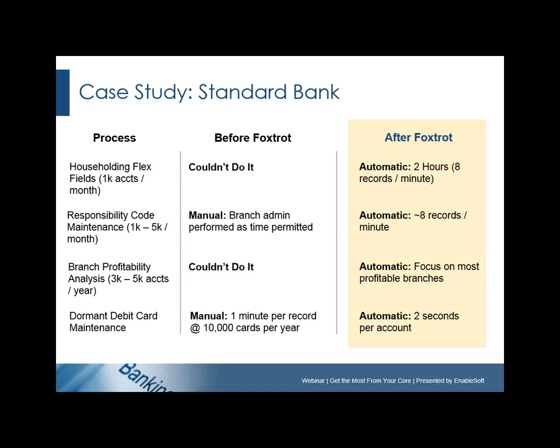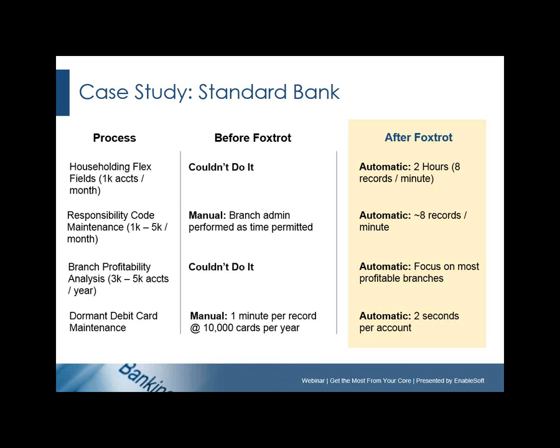The time frame between the results of the analysis, which will be anywhere in the second couple weeks of December, and year-end is short, and we just don't have the manpower to make these changes, and we need to get it done by year-end. This is a field that's just like the responsibility code, so using Foxtrot makes everything much easier than doing any of these changes manually.